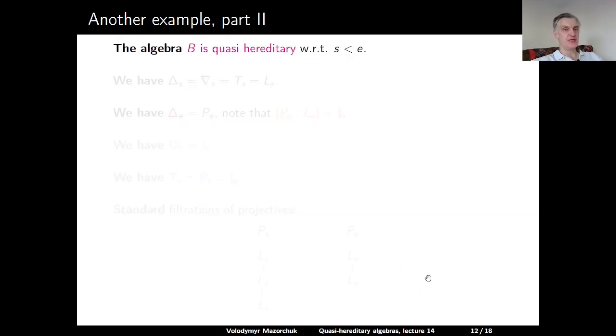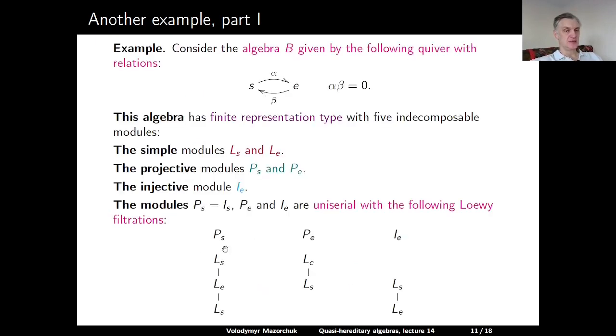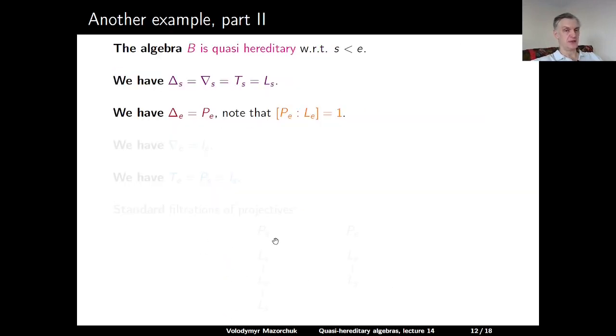Next we claim that the algebra B is quasi-hereditary with respect to the order where S is smaller than E. Since S is the minimal vertex, delta S is equal to nabla S is equal to Ts and is equal to Ls. And since E is a maximal vertex, delta E is equal to Pe, and we saw Pe here. Note that the multiplicity of Le in Pe is 1. And similarly, we have nabla E is equal to Ie. And the tilting module Te is equal to Ps and is equal to Is. So it's projective, so it has a delta flag, it's also injective, so it has a nabla flag.